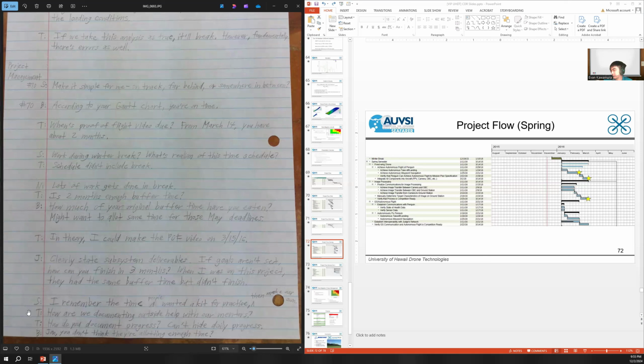Then we had another question: how are we documenting outside help with our mentors? It's mostly just emails, but we should have organized that somewhere else. And how do we document progress? We can't hide daily progress, so we're running Scrum, doing daily stand-ups. We had spreadsheets on what they're doing today, what they're planning to do tomorrow, whether they have any obstacles, and how we're going to address that.